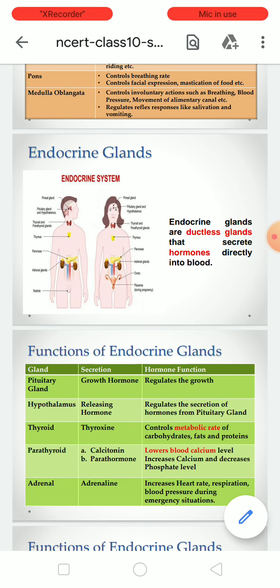The thyroid gland basically secretes thyroxine, and it controls the metabolic rate of carbohydrates, fats and proteins. The parathyroid gland basically secretes calcitonin and parathormone. Calcitonin lowers the blood calcium level, and parathormone increases calcium and decreases phosphate level. The adrenal gland releases adrenaline, and it increases heart rate, respiration and blood pressure during emergency situations.